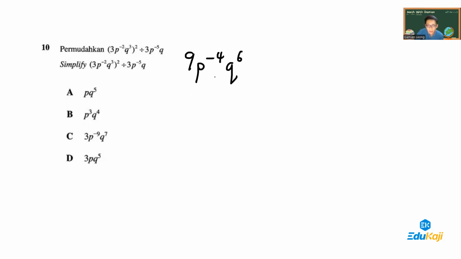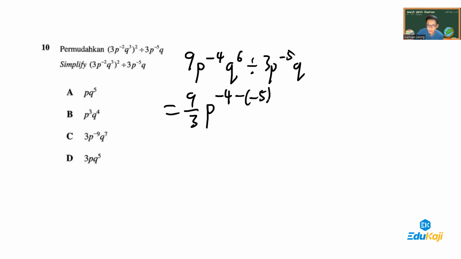Then divide by 3p to the power negative 5 q. So number divided by number stays the same; for the unknowns, we combine. Divide means power minus. So minus power here, negative 5 for p. And the q power 6, divide means power minus. Minus no number means power 1. So minus 1. So it's 3p to the power of 1 q to the power of 5. D. Okay.